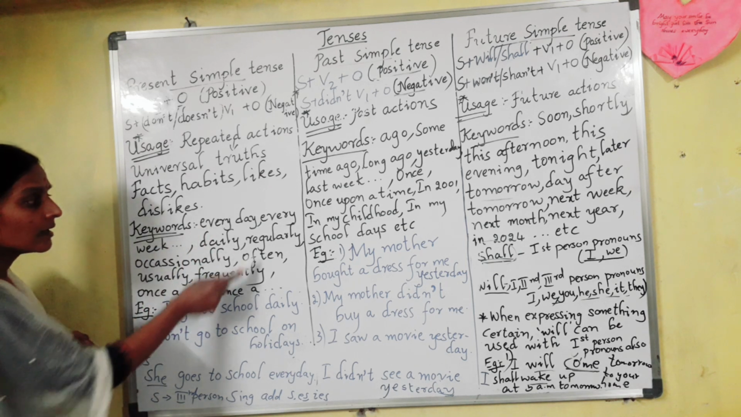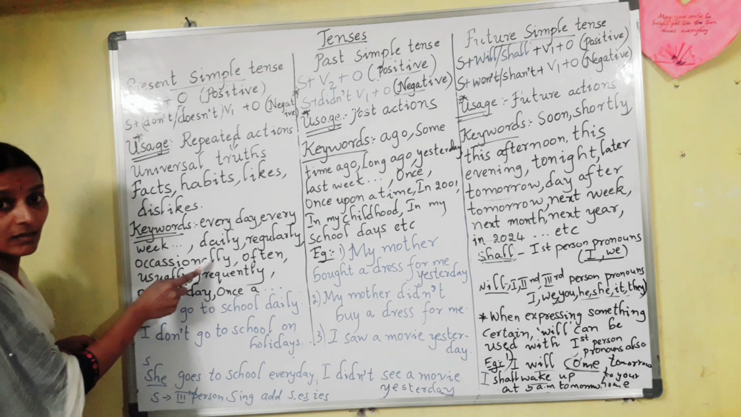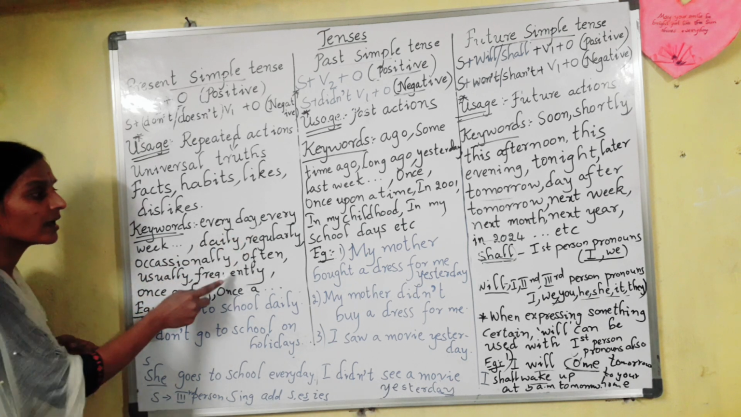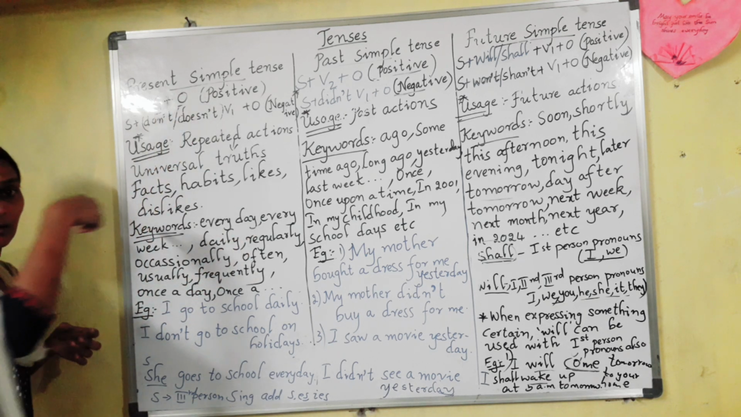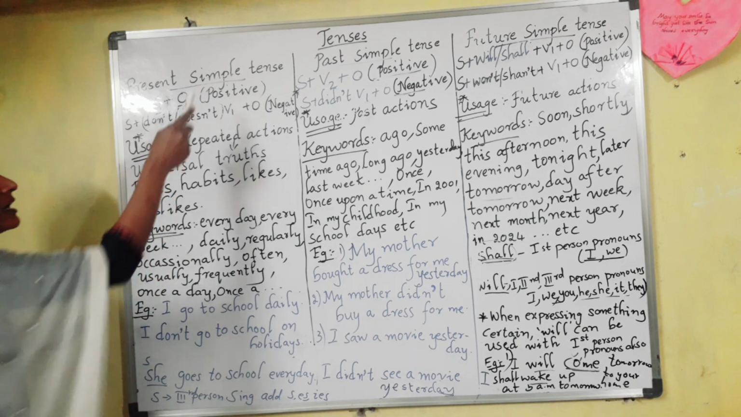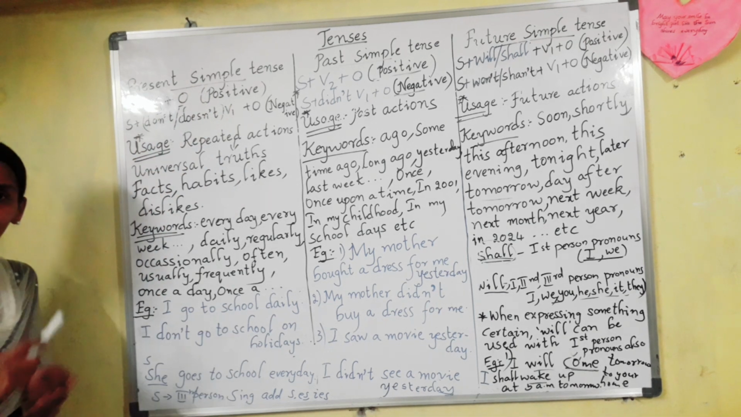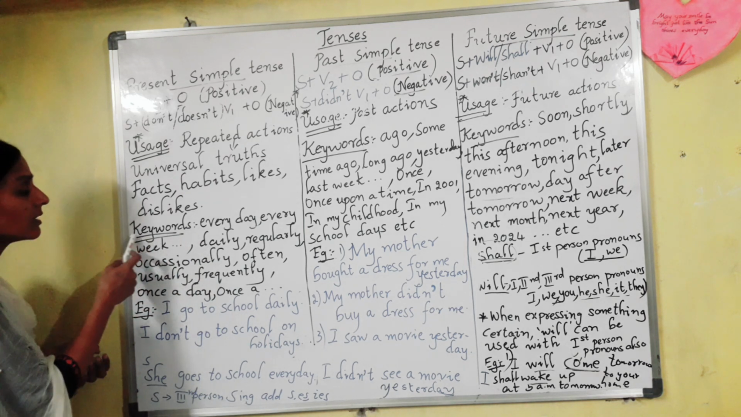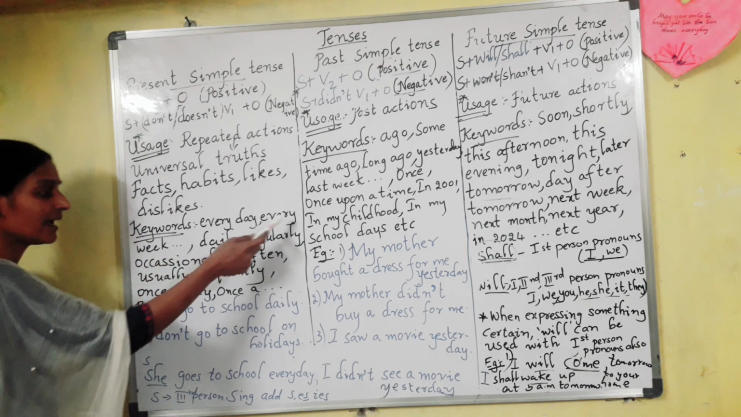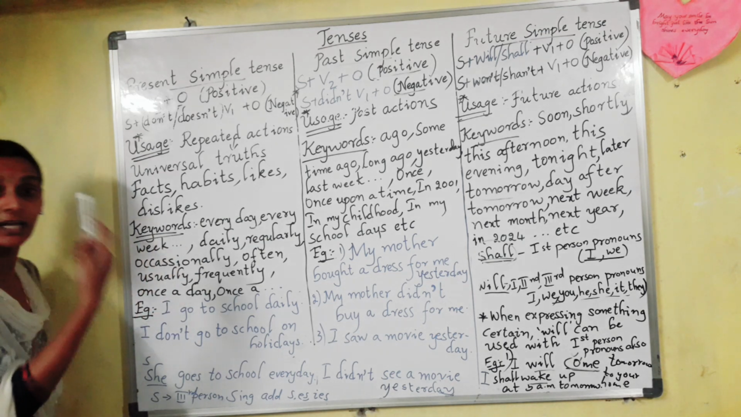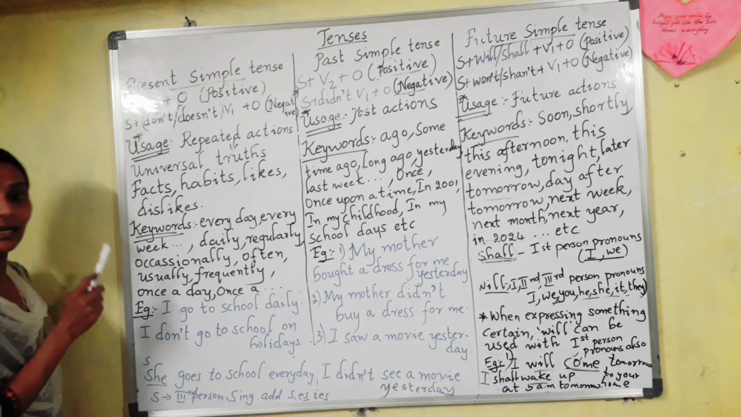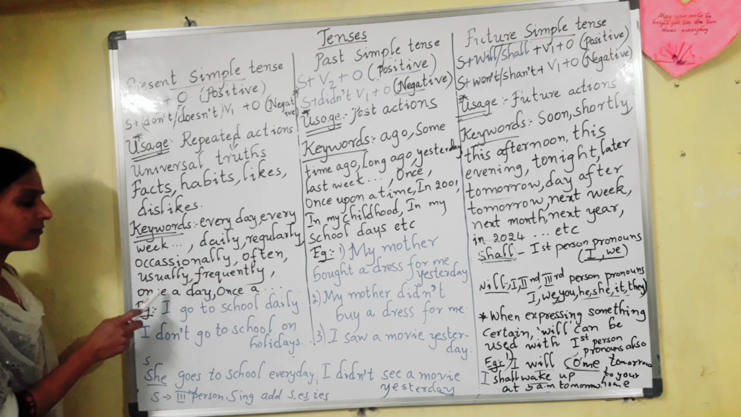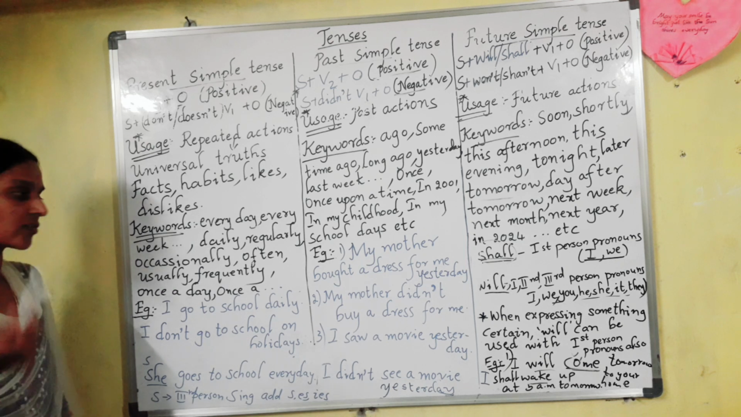See, by noticing these words, if the sentence has these words, we are going to identify by looking at the sentence itself that the sentence is in simple present tense. Again, I am going to repeat these keywords: every day, every week, every month, every year, daily, regularly, occasionally, often, usually, frequently, once a day, once a year, once a month, etc.